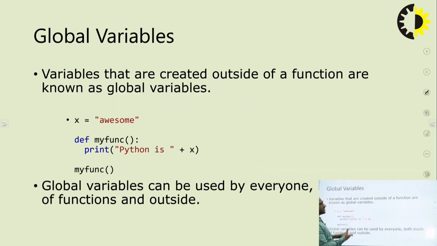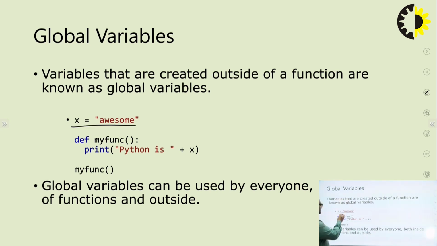Now understand what is the scope, global variable and a local variable. You can see there is a variable X, and this is a function. Variables that are created outside a function are known as global variables. Whenever you are using a variable at the start of your program or outside of a function, you can use it either outside of the function or inside a function. So any variable which can be used at any point of your program is basically a global variable.